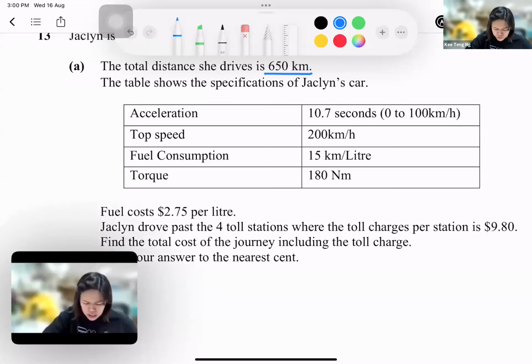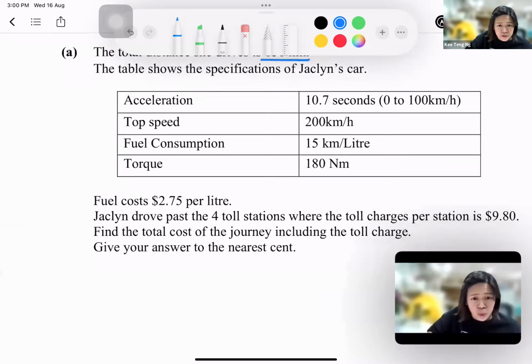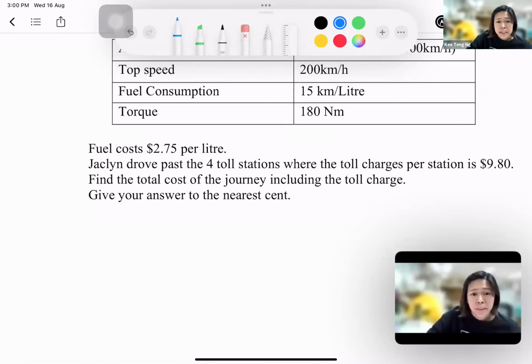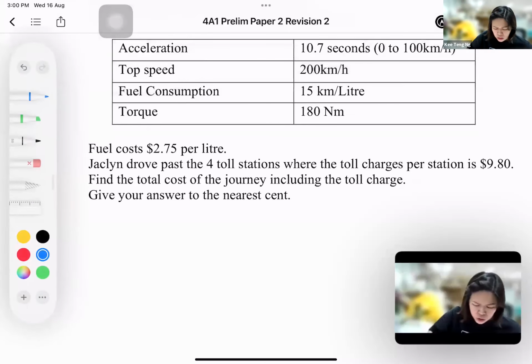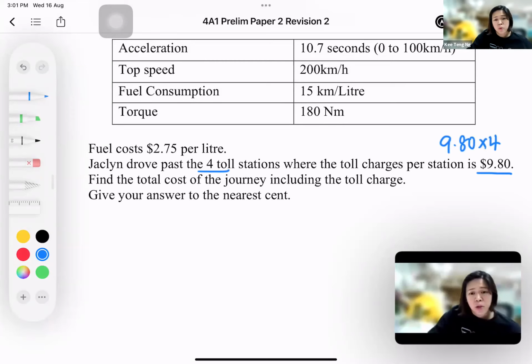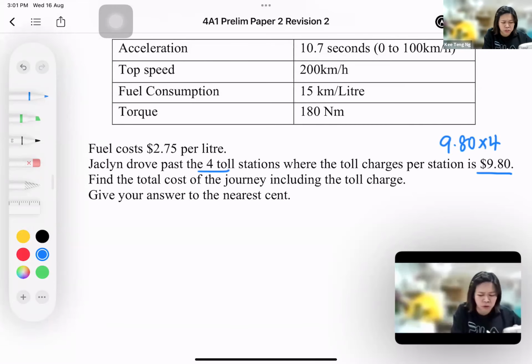Okay, question say fuel cost 2.75 dollars per liter. Okay, she drove past the 4 toll station where each station is $9.80. Got 4 toll station. That means I need to take $9.80 times 4. Okay, they want the total cost of the journey. Meaning what? What do I need? They tell me the total cost for journey. What kind of things will I need? I need to find how much the fuel is going to cost me.